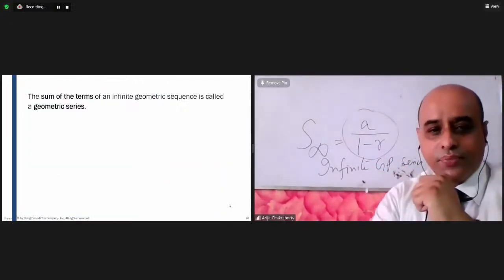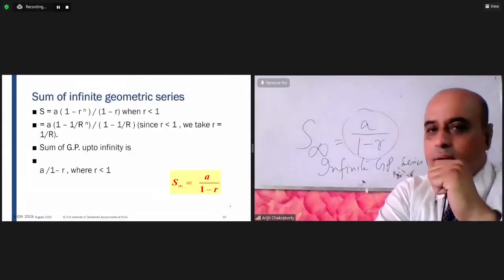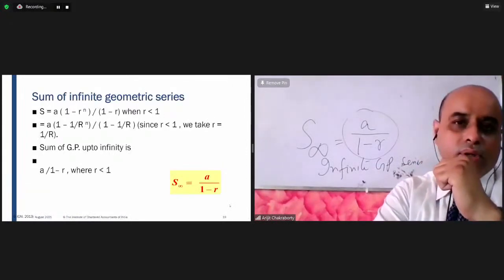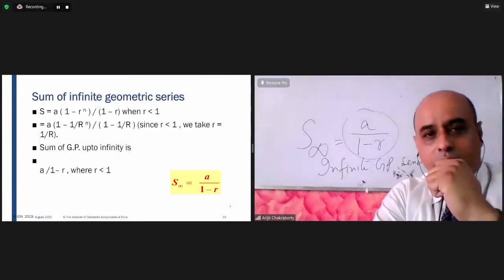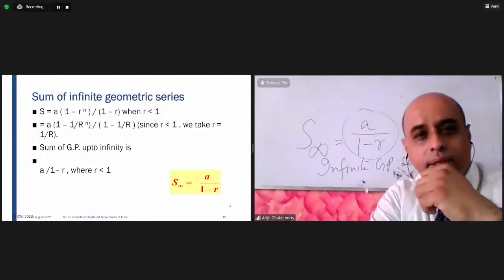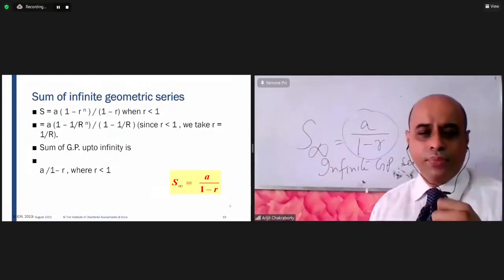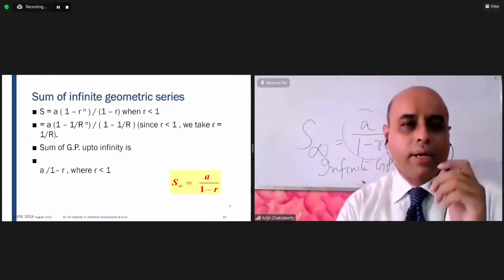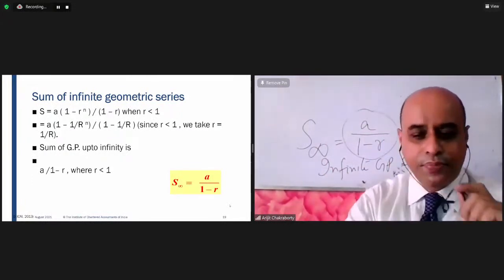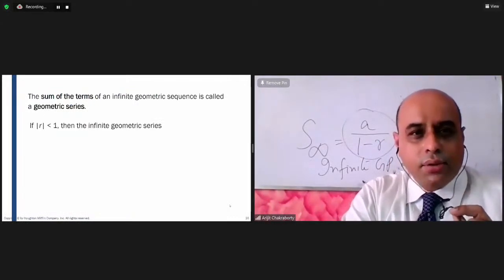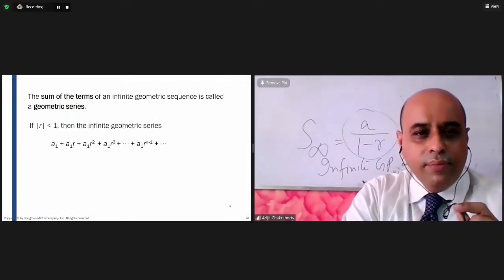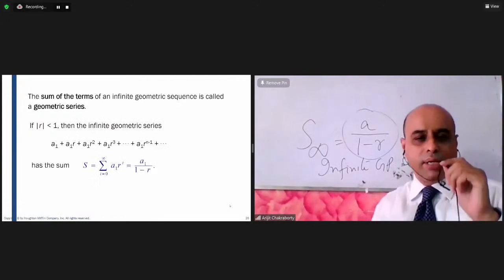Okay, so in case of R more than 1, there is no formula. R has to be always less than 1. Yes, in that case, there can be a sum of infinite GP series, and questions in the exam obviously come from this formula, that is infinite GP series. Okay, so when R is less than 1, then the infinite GP series will become like this.